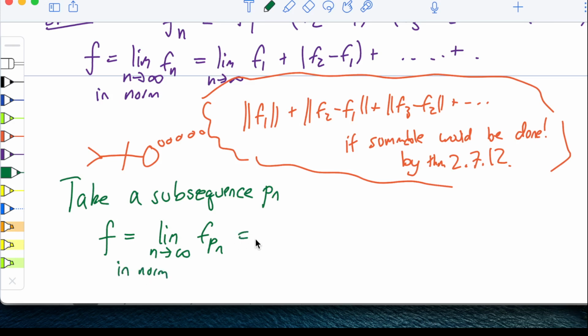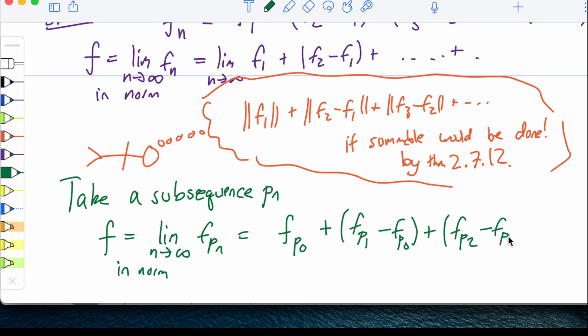And then you write this one, so you do f_{p_1} minus f_1. Let's call 1 p_0. Let's make it so p_0 is 1. Then there's a little more symmetry. Plus this, plus f_{p_2} minus f_{p_1} plus dot dot dot. And so I thinned out to a subsequence.